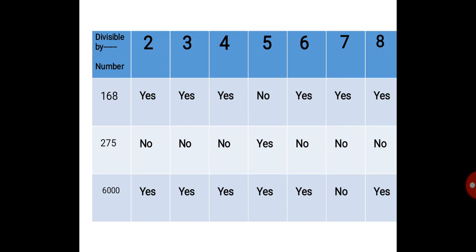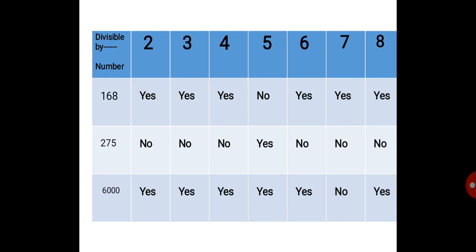For the divisibility by 7, we have to double the ones place, that is 8, 8 into 2 equal to 16, and subtract it from the other number, that is 16. 16 minus 16 equal to 0, and we get 0 here. So 168 is divisible by 7 according to the rule.